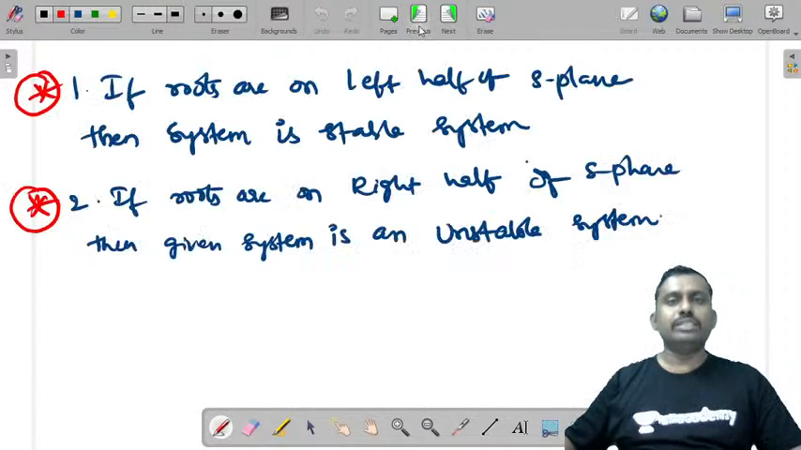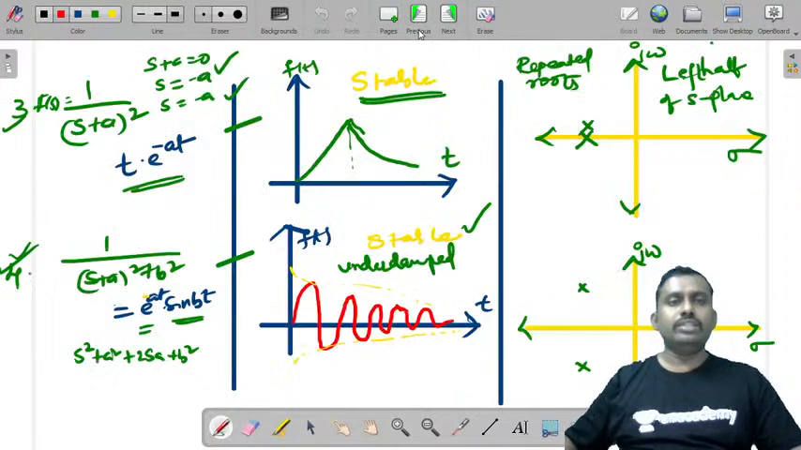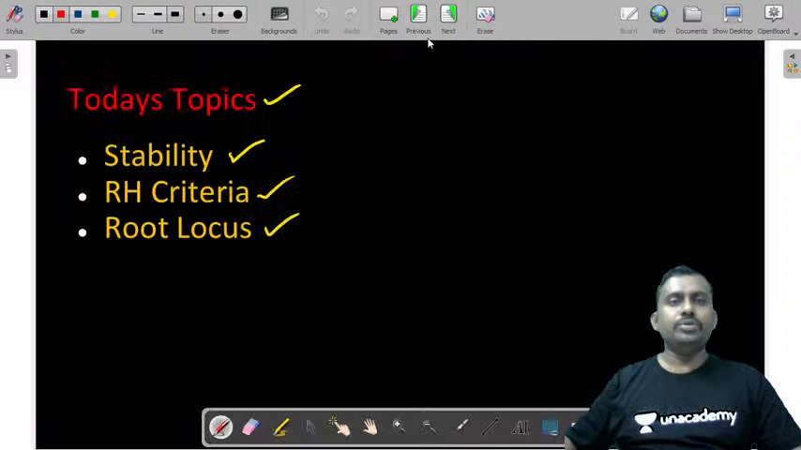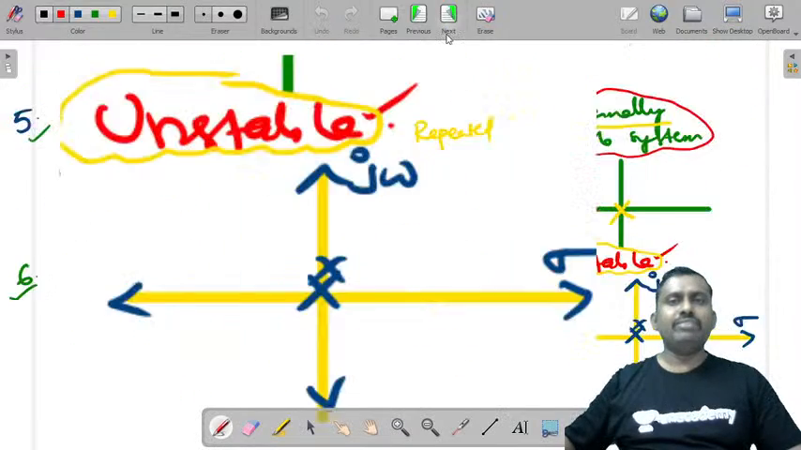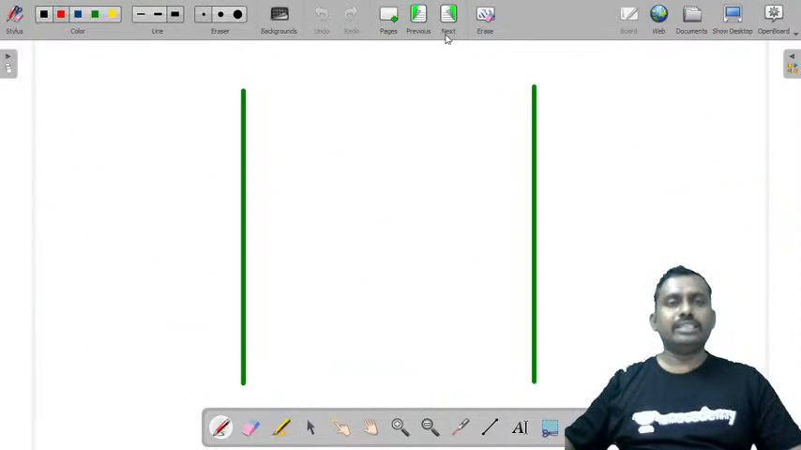It was all about stability. I think you are clear with this stability concept that I have told you. This part we are done with. We are moving on to RH criteria. Concepts that we have derived will be useful in Routh-Hurwitz criteria.